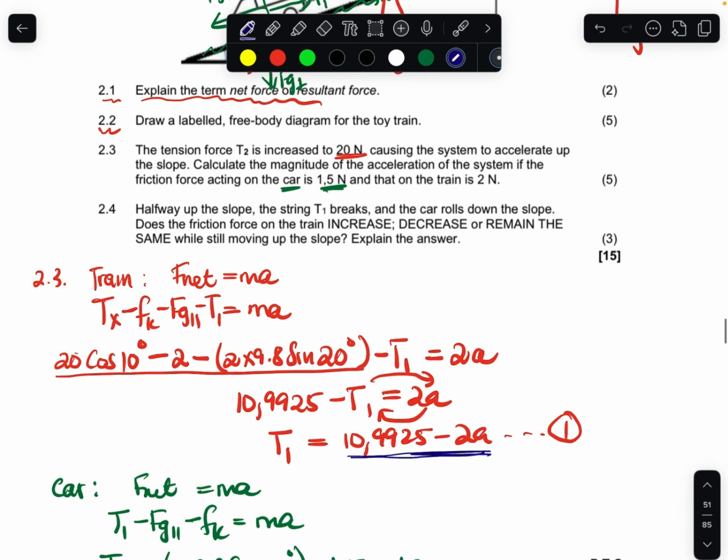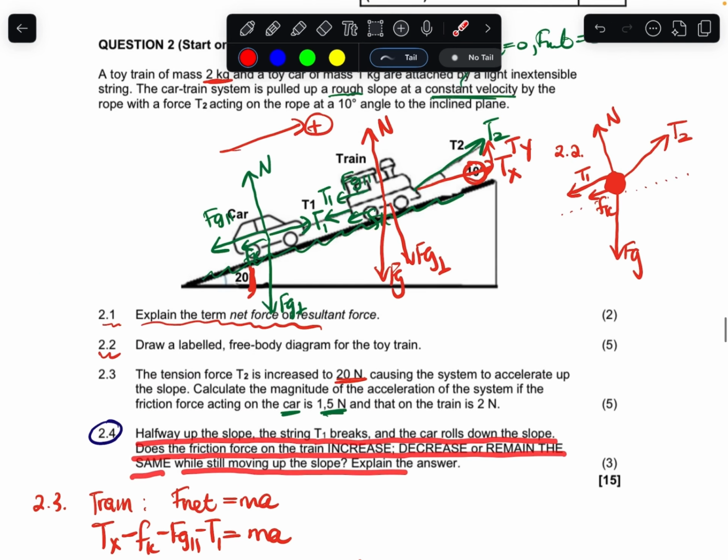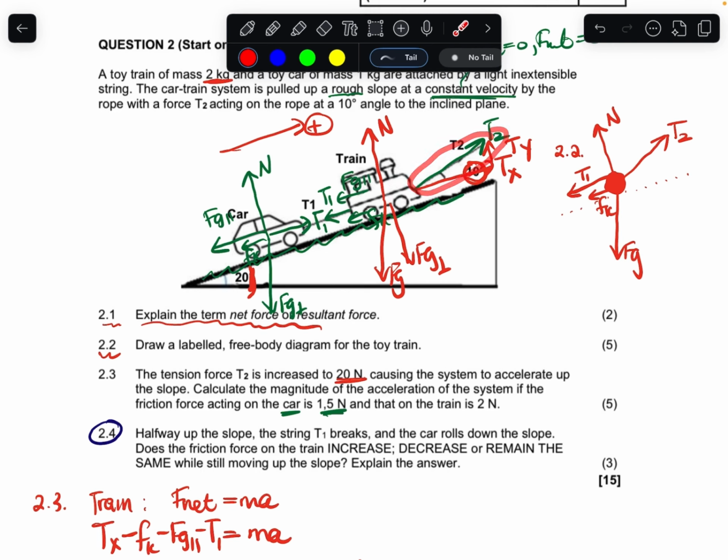Now let's go to 2.4, the last question here. It says, halfway up the slope, the string T1 breaks and the car rolls down the slope. Does the friction of the train increase, decrease or remain the same while it's moving up the slope? Guys, while this was accelerating at 2 meters per second squared, there's a 20 Newton force that is pulling this train, which pulls the whole system.